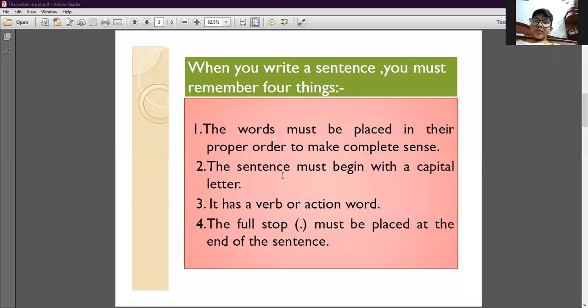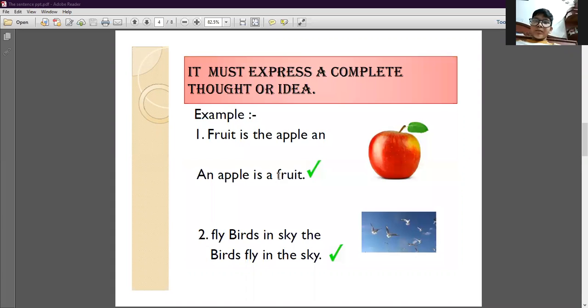Okay, student, clear? So student, when you write a sentence, you must remember four things. I am repeating again. The words must be placed in their proper order to make complete sense. हमारे sentence का complete sense होने के लिए हमारे जो भी words होते हैं, group of words होते हैं, उनको complete proper order में होना चाहिए. Number second, the sentence begins with a capital letter. Clear? Yes, it has a verb or action word. Number fourth is here, the full stop, question mark, exclamation mark are placed at the end of the sentence. Clear, student?